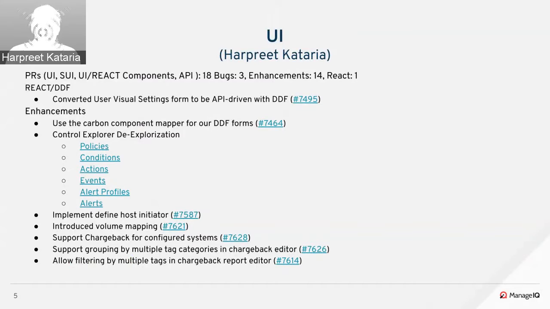And for enhancements, during Sprint 153, Policy Profiles Explorer was converted over to be a non-explorer screen. There was a work in progress to convert the rest of the objects related to policy to be the same. So these changes were made during the sprint. All of the policies, conditions, actions, events, alert profiles, and alerts screens are now converted into non-explorer screens. What this does is it presents the user with a flat list of objects instead of a tree on the left side.